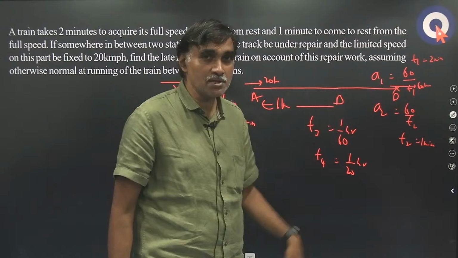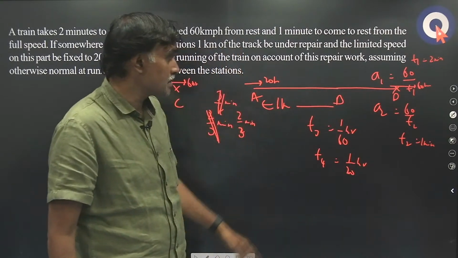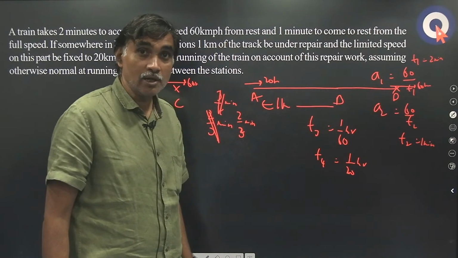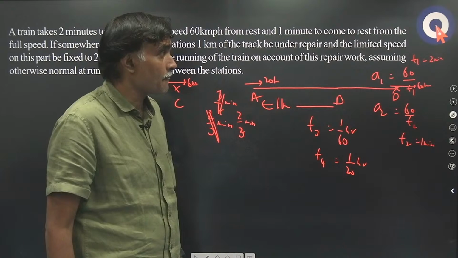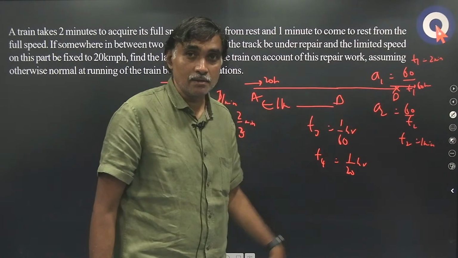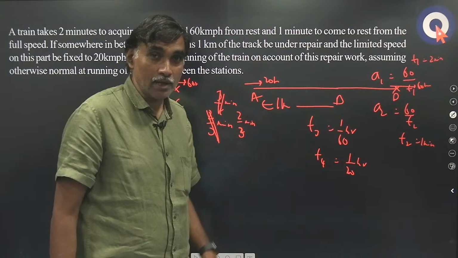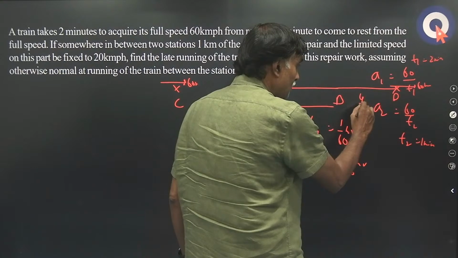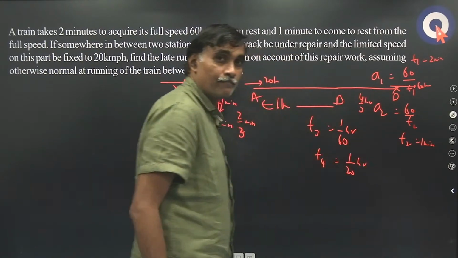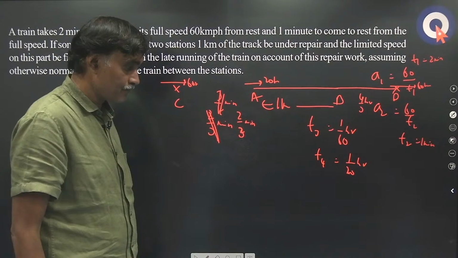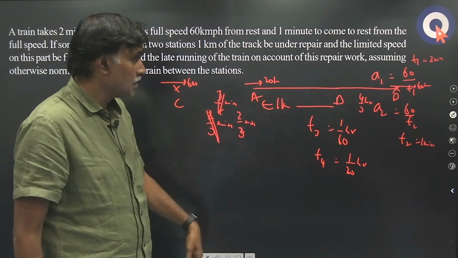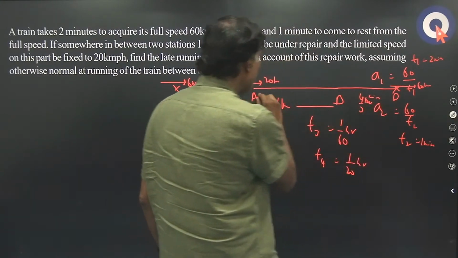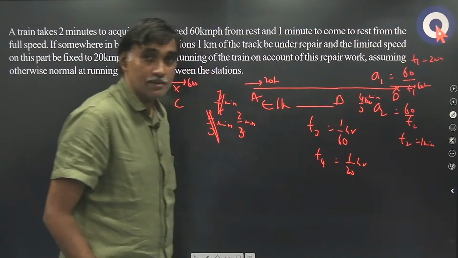From 20 to 60 you can use V equals U plus at, or whatever it is. You can do it by graph also. 20 to 60, what is the change in velocity? 40 kilometers per hour. Then how much time will it take? The change is 40, so 40/60 into 2, that is 4/3. So from here to here, how much time will it take? 4/3 minutes. And from here to here, 2/3 minutes.